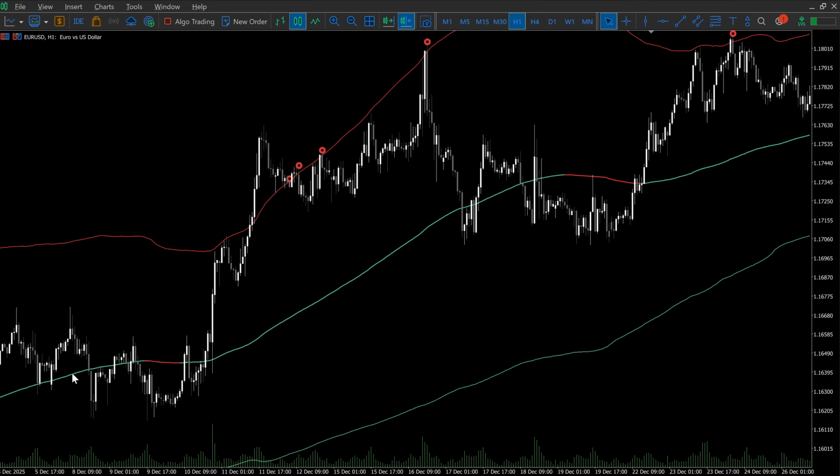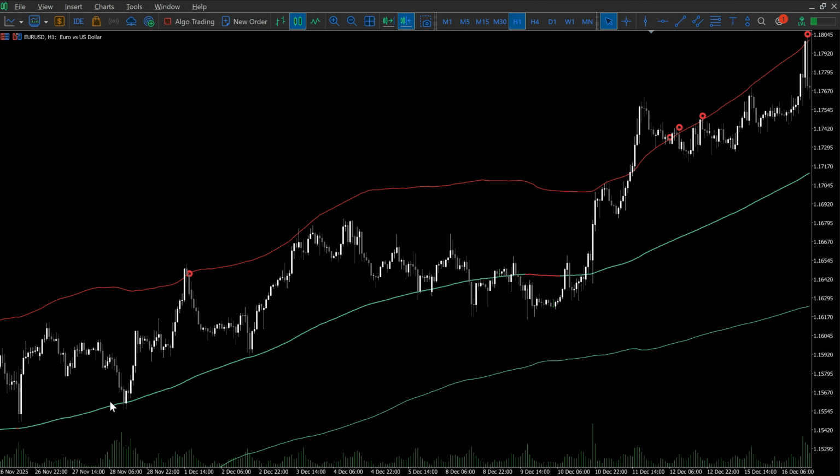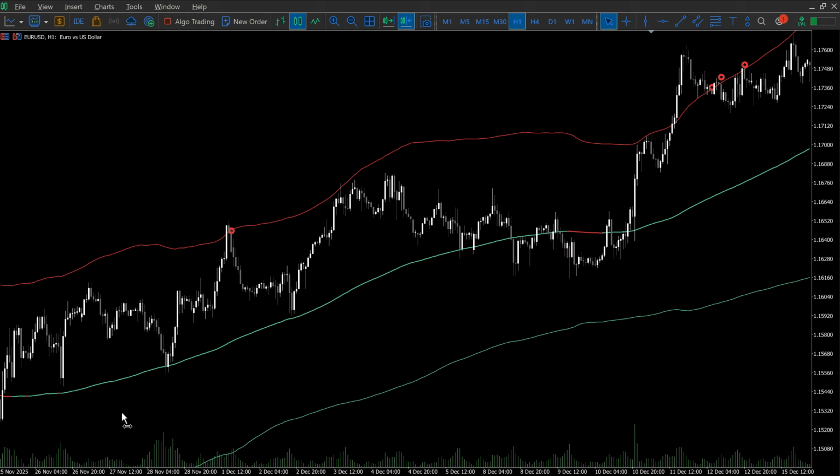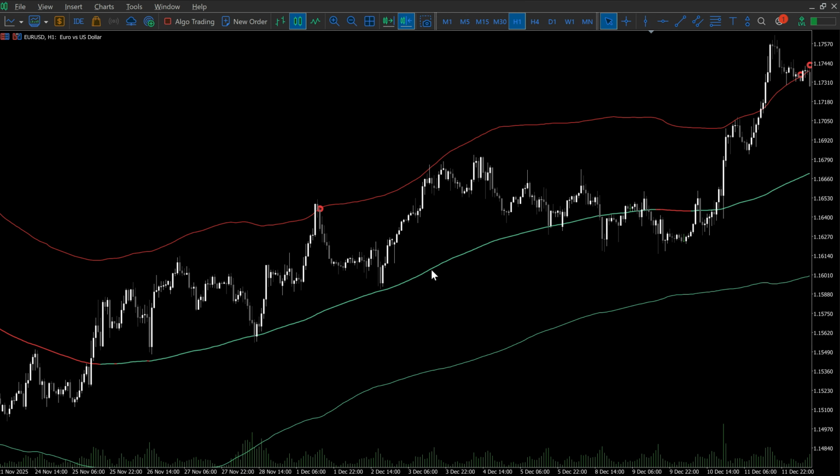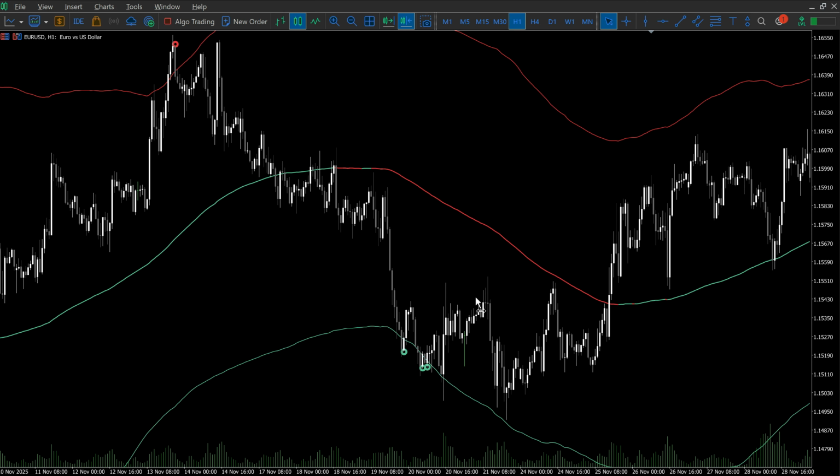But once again, just be aware of the overall slope of this line and be aware of the overall ongoing trend. And in an overall buy trend, try to focus on the places where price touches this line and bounces off. Don't trade against the trend too much.